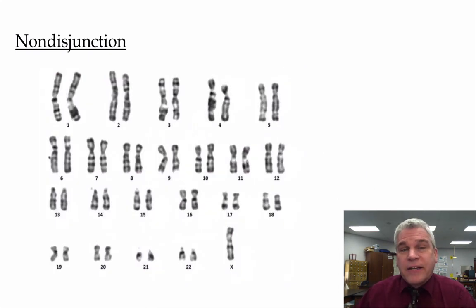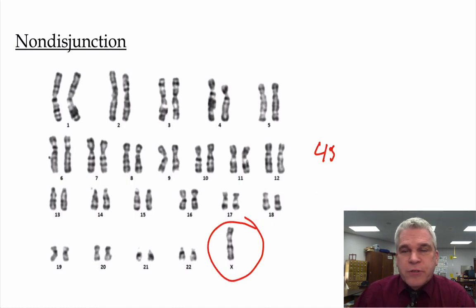If we look at another example, we can see that there are 2 chromosomes at every number, but in this case there's only 1 sex chromosome. This means that this person has 45 chromosomes, not the 46. This is the only case where a person can have 45 chromosomes and still survive. They would be female because they don't have the Y chromosome, and this is known as Turner syndrome.